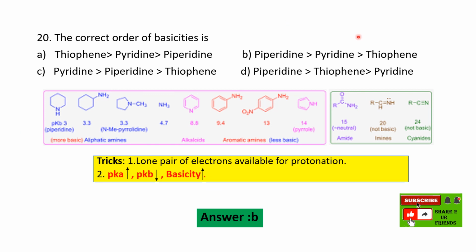So the answer is: first piperidine, then pyridine, and then thiophene, which comes in this range only. Thanks for watching. Answer is B.